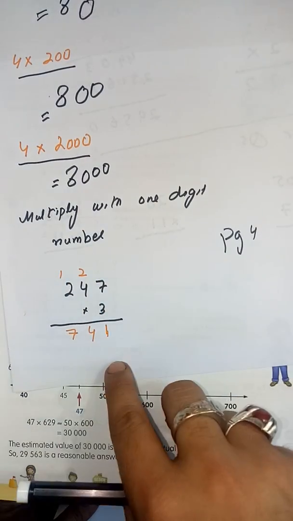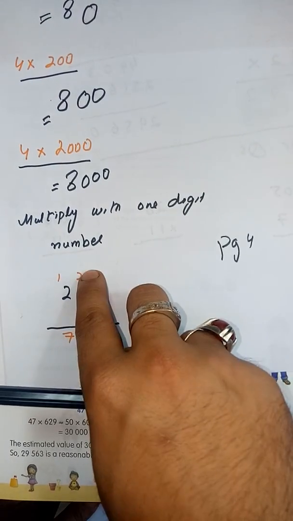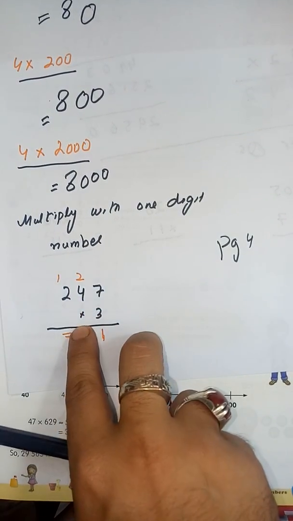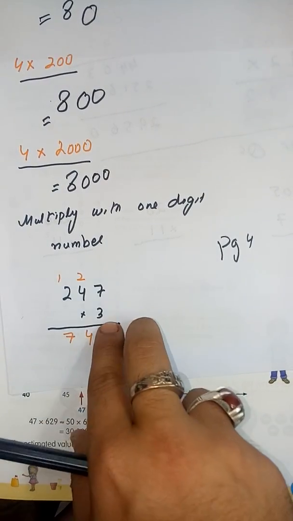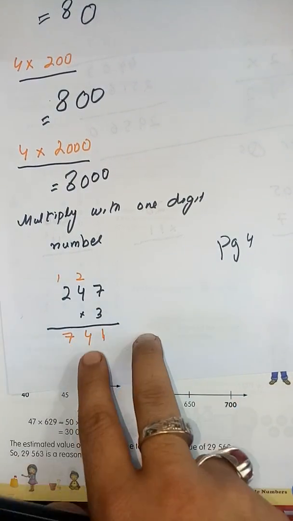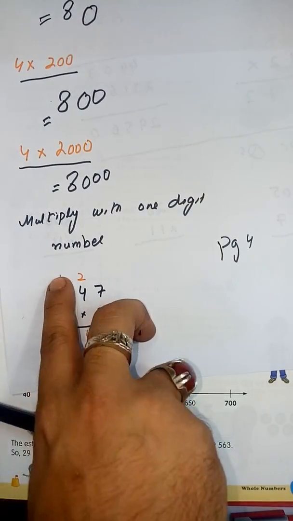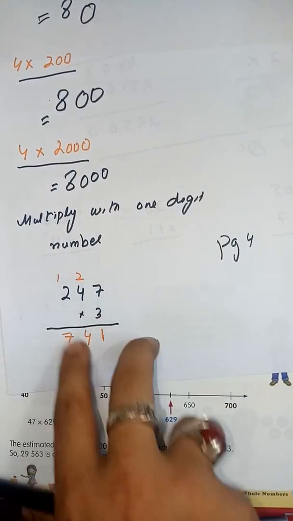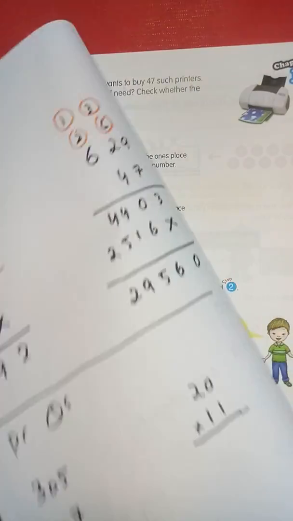3 into 7 is 21. We're gonna write the right number down, and we carry 2 into the next number. So 2 comes up here. 3 4s are 12, and adding this 2 makes 14. Again we write the right number 4, and 1 goes up there. 3 2s are 6 plus 1 is 7. So this is the multiplication through one number.